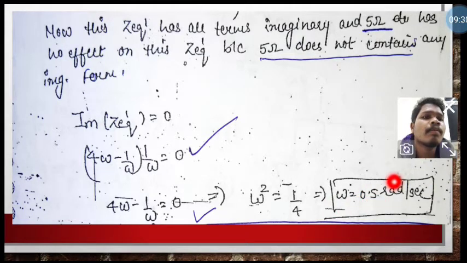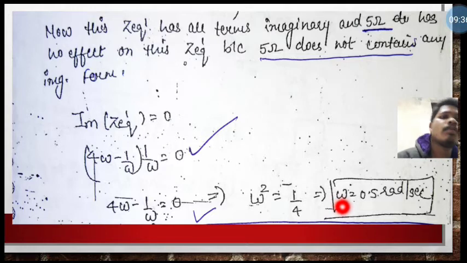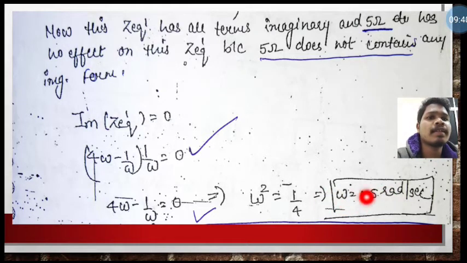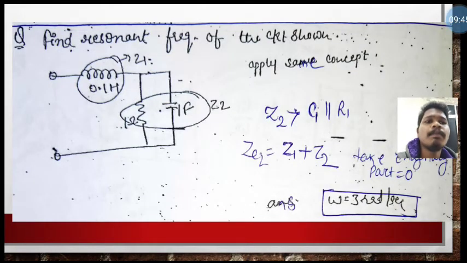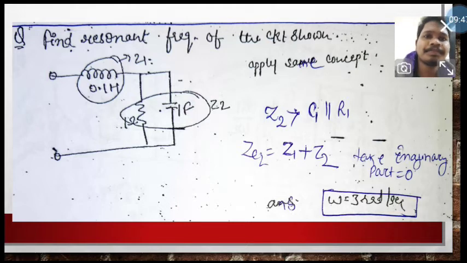Okay, so please remember that the unit of the resonance frequency is radians per second, and the value of omega is 0.5 radian per second here. So this is your answer. Okay, now come to the another question.